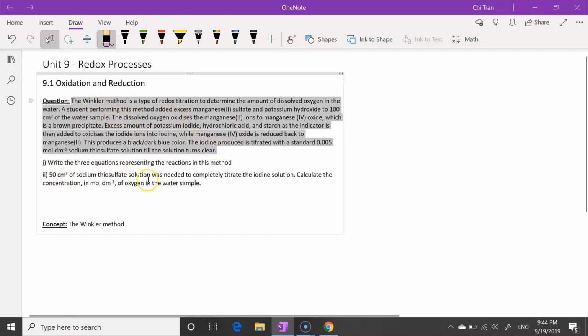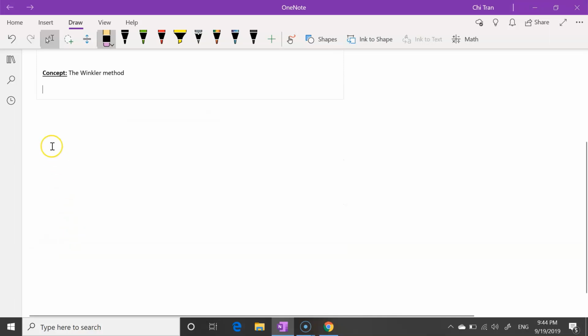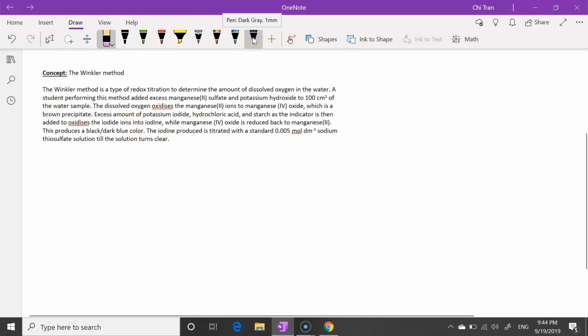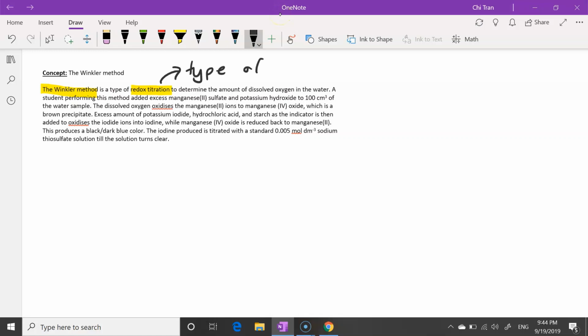So in the explanation, it tells us that the Winkler method is a type of redox titration. This gives us insight into what type of reactions occur in the experiment using the Winkler method. It also tells us that it is used to determine the amount of dissolved oxygen in water. And that tells us the purpose of using the Winkler method. And that pretty much sums up the definition of the Winkler method.